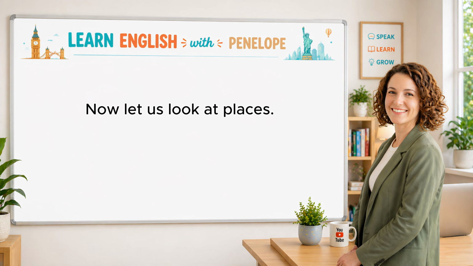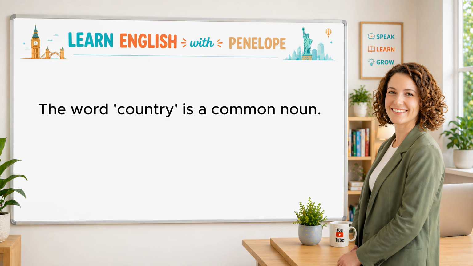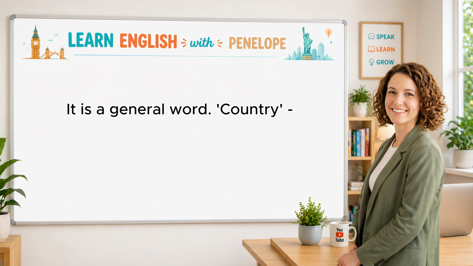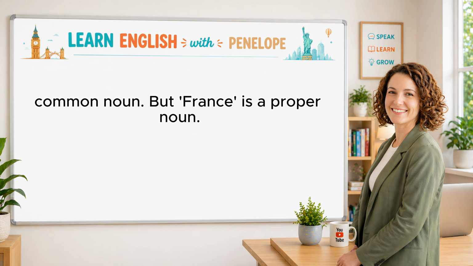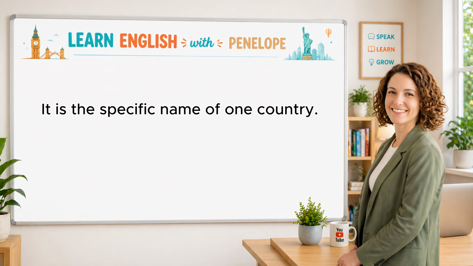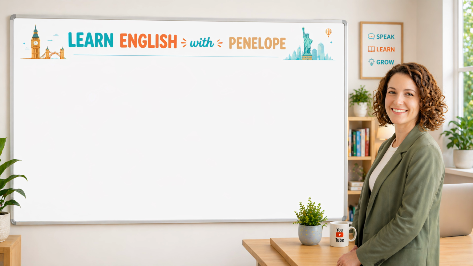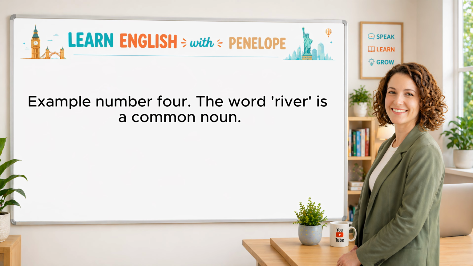Now let us look at places. The word country is a common noun. It is a general word. Country, common noun. But France is a proper noun. It is the specific name of one country. Capital letter F. France, proper noun. Country, general. France, specific.